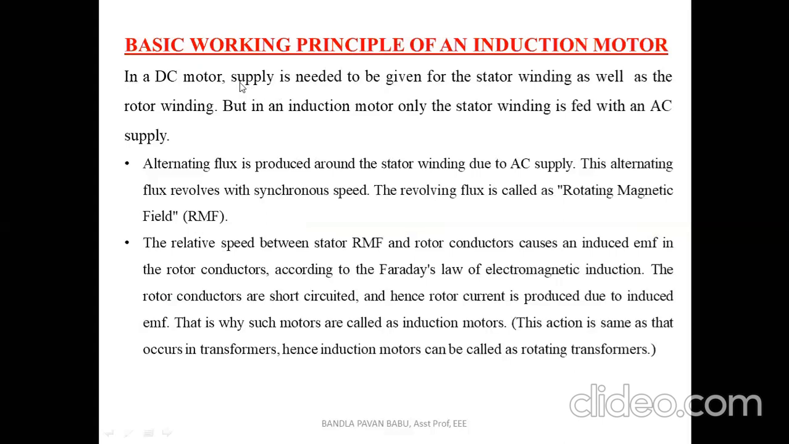In a DC motor, supply is needed to be given for the stator winding as well as the rotor winding. Whereas in an induction motor, only the stator winding is fed with an AC supply. Soon after this AC supply is given, it produces an alternating flux that revolves with synchronous speed, and this revolving flux is called the rotating magnetic field. Up to now we have seen what the rotating magnetic field is.